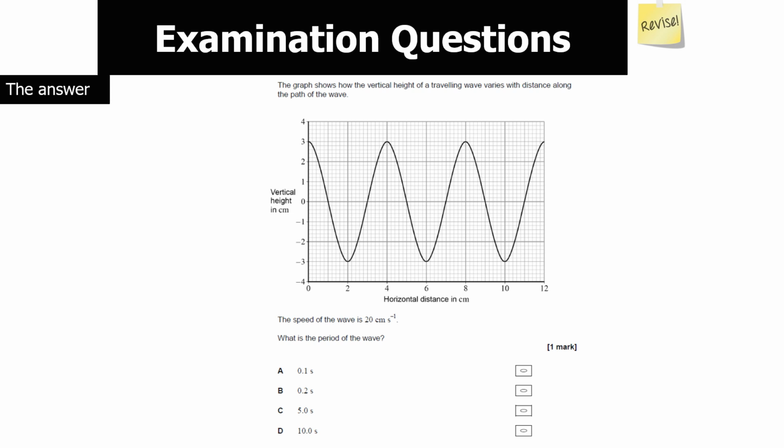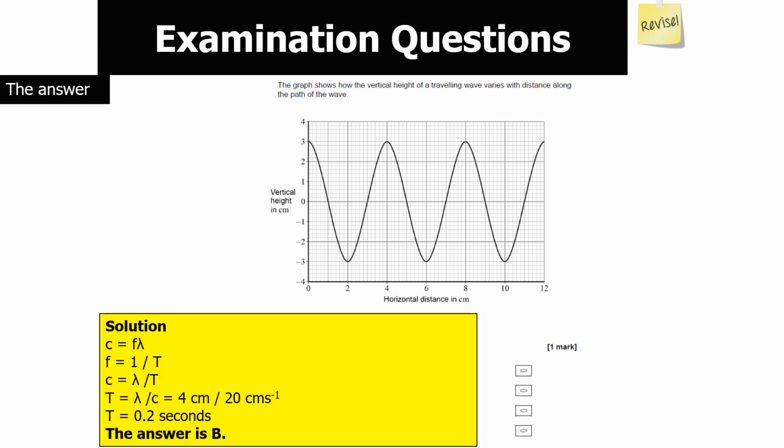Right, so the answer for this one is B, because we know c equals f lambda and f equals 1 over T. So therefore we can sub that in and say c is equal to lambda over T, so T equals lambda over c. Now we know lambda is 4 centimeters from the question.